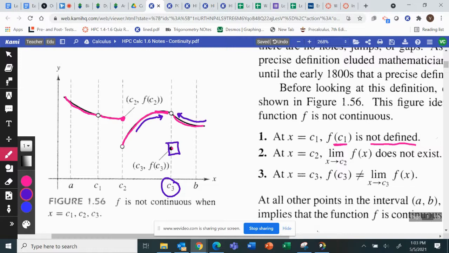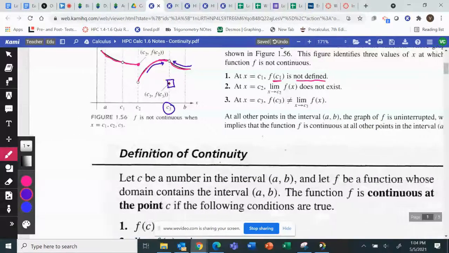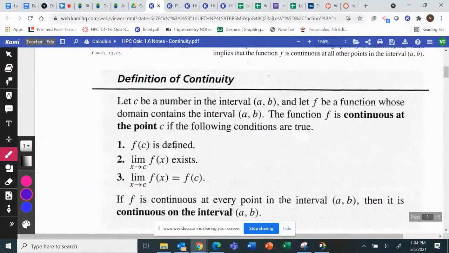Now, if we have a graph, it's really easy to tell. If we don't have a graph, then we have to rely on things that we've learned or are learning. So a definition of continuity has to check off these 3 things. It's going to be continuous at a point if you plug in that point and it is defined. You don't get a 0 in the denominator.